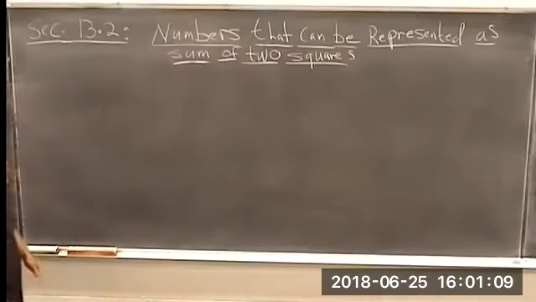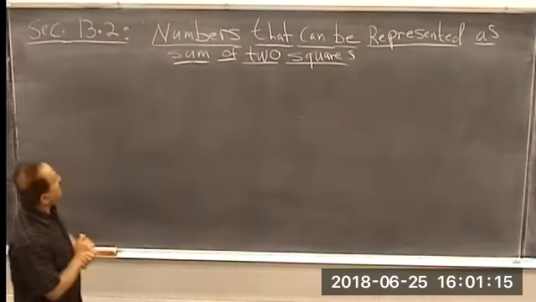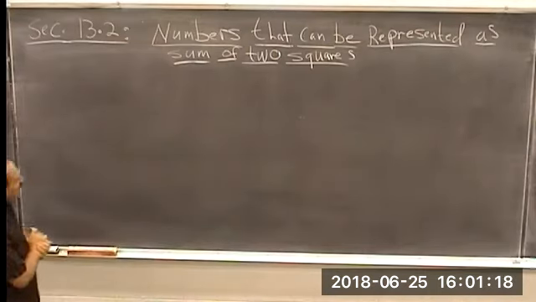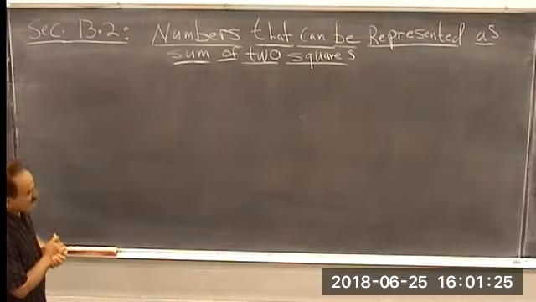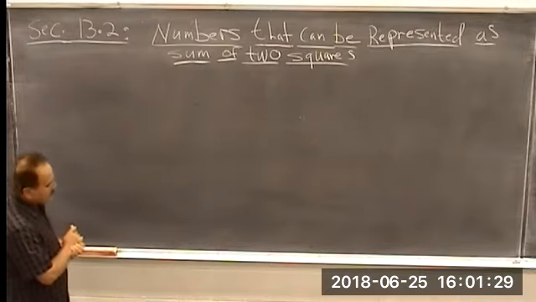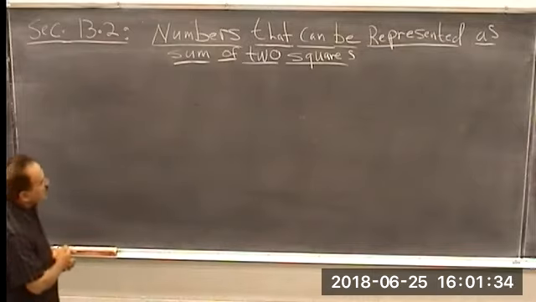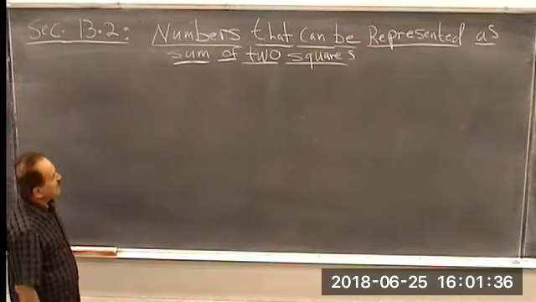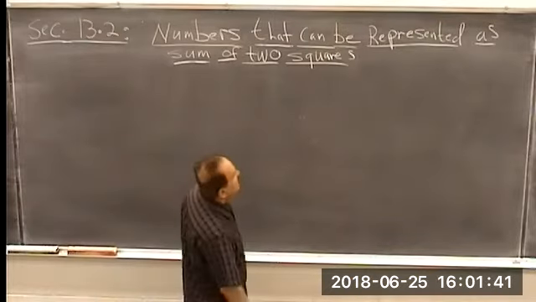Okay, so this is going to be the last lecture, and in this lecture we're going to go over section 13.2, and I'm going to do a brief discussion of section 13.3, just for completeness. The main objective of this section is to determine those numbers that can be represented as the sum of two non-negative square integers.